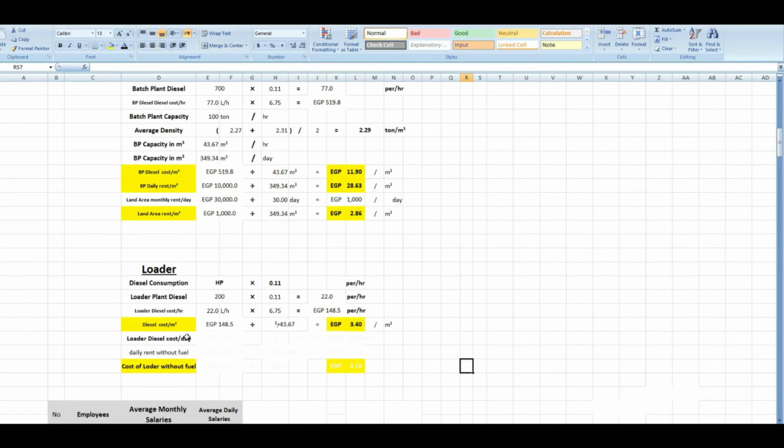Diesel cost per meter cubic. If the consumption of diesel cost per hour is 148 and the production of the batch plant is almost 45 meter cubic, it means that the cost of diesel per hour over production of batch plant per hour is 3.4 per meter cubic.